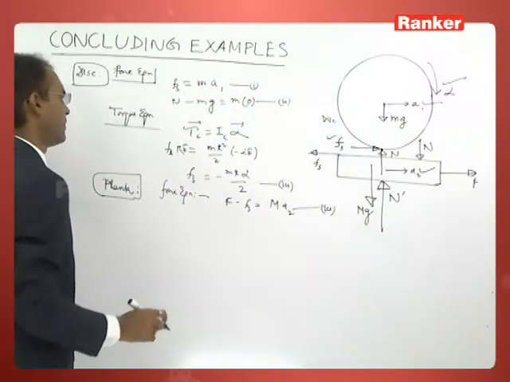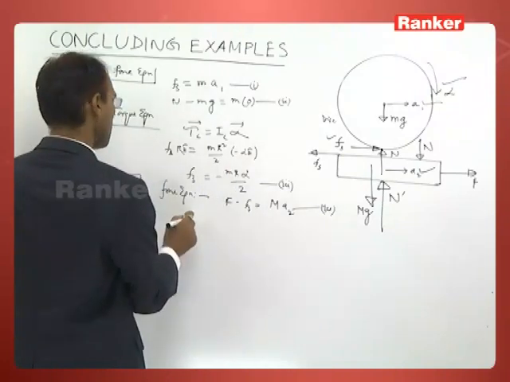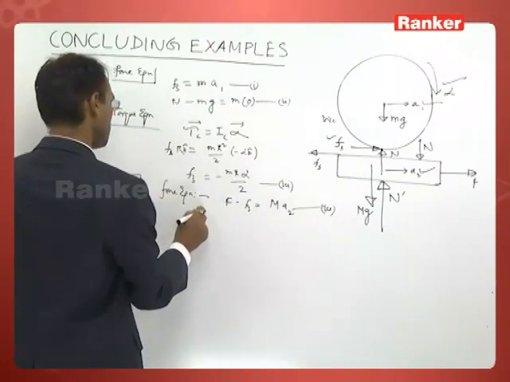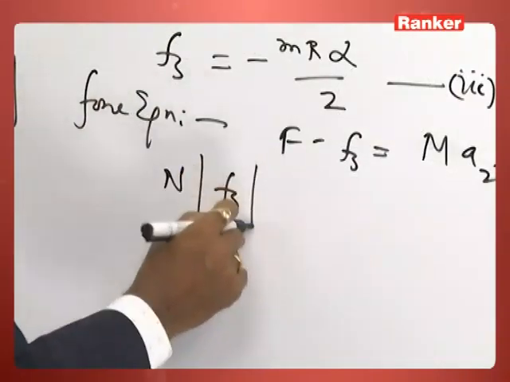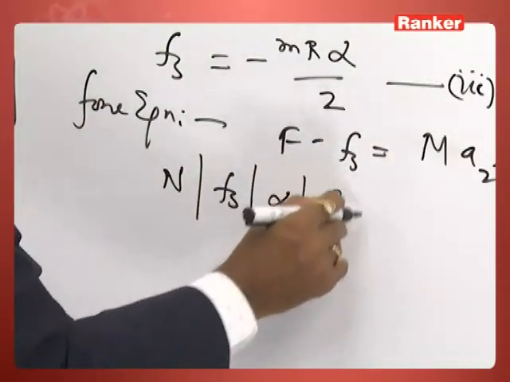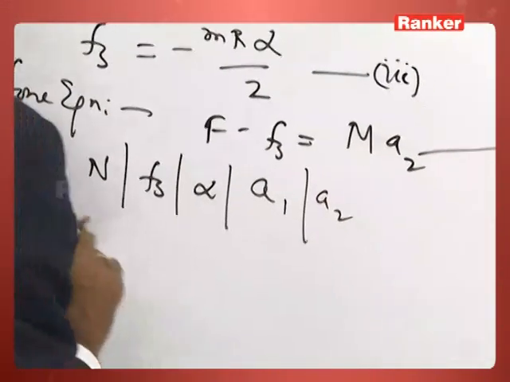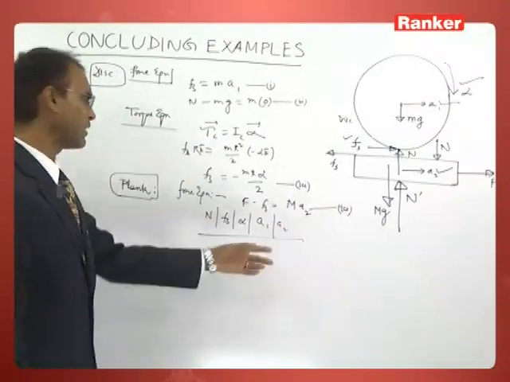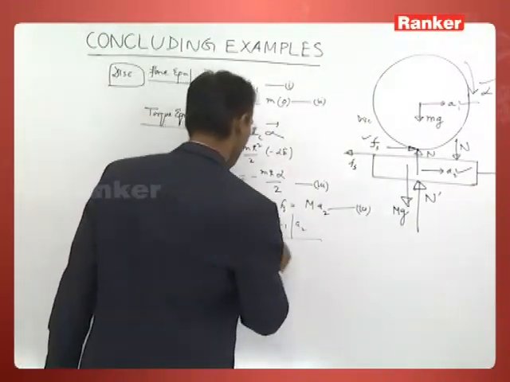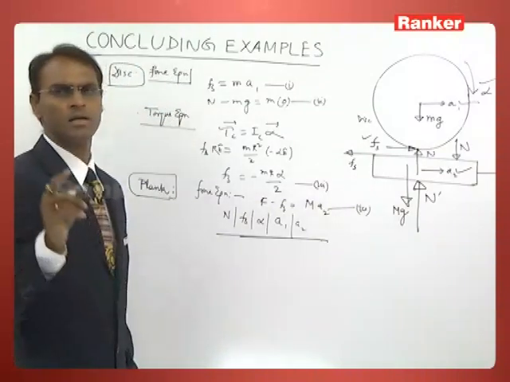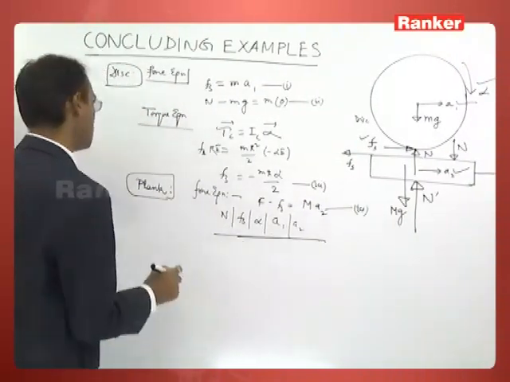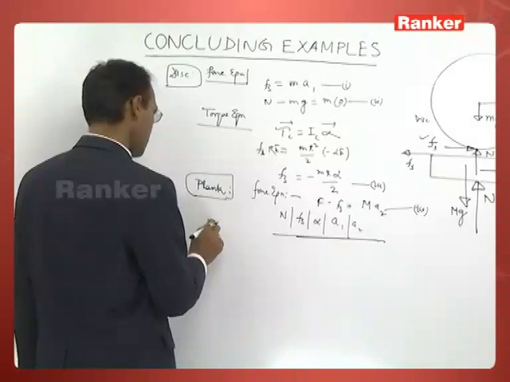We have 4 equations, and how many unknown quantities? N, Fs, alpha, A1, A2. 5 unknown quantities and 4 equations. Therefore, we need another equation, and that equation is none other than the kinematics of rolling.